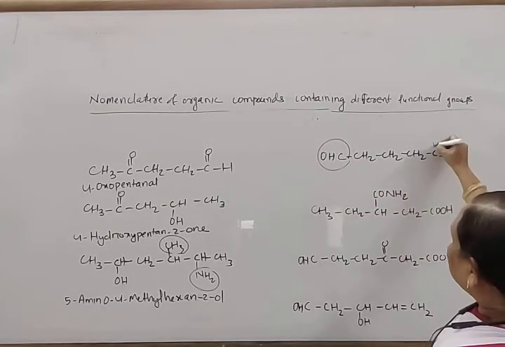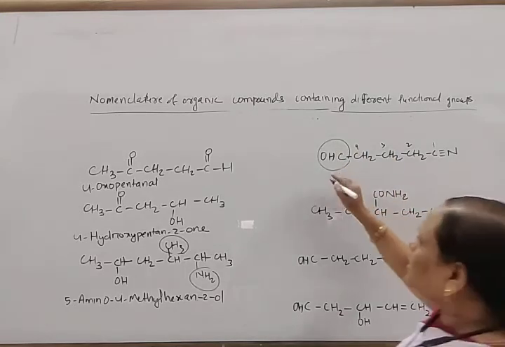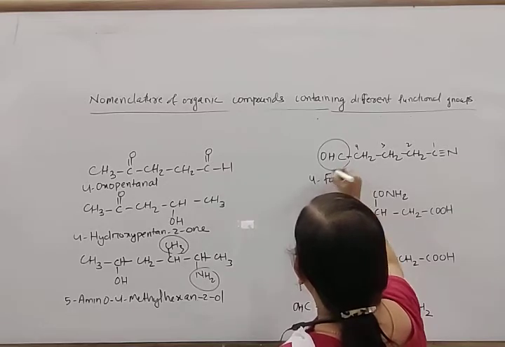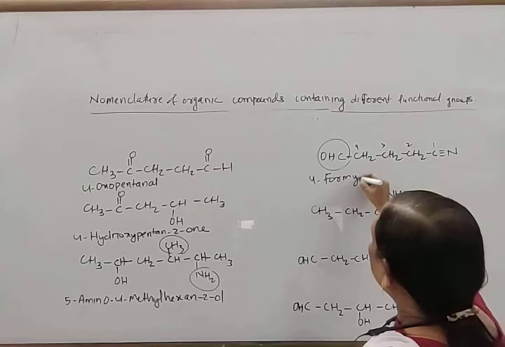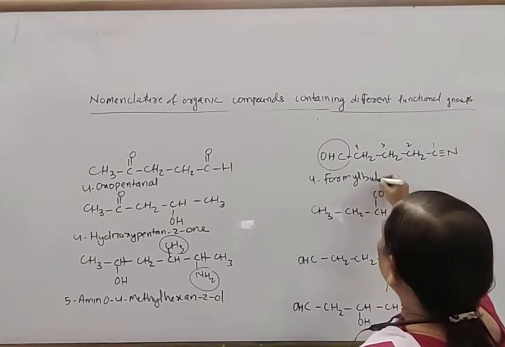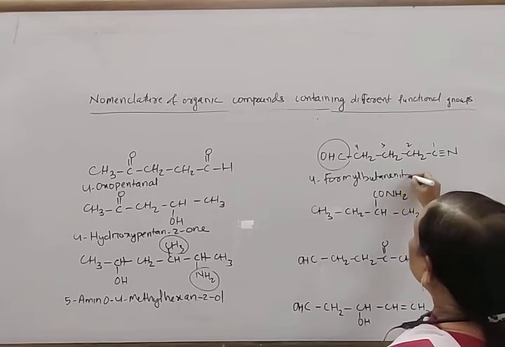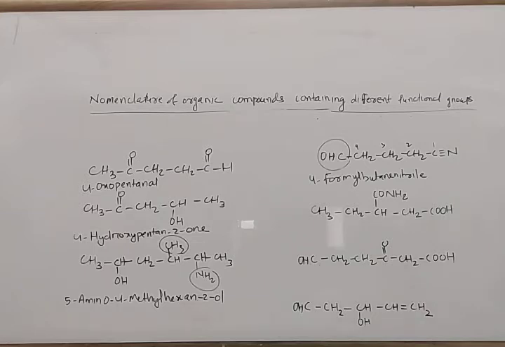Next one, in this way, number it 1, 2, 3, 4. At 4 position this is present. So name of this is 4-formyl. So always the first letter is a capital letter. 4-formylbutane. So complete E, then nitrile. Butanenitrile. So this is the name of this compound.